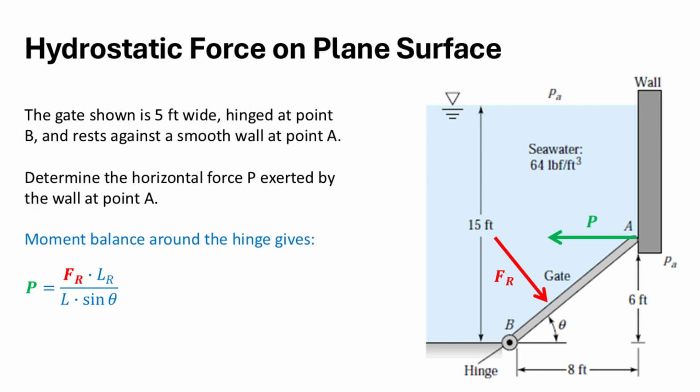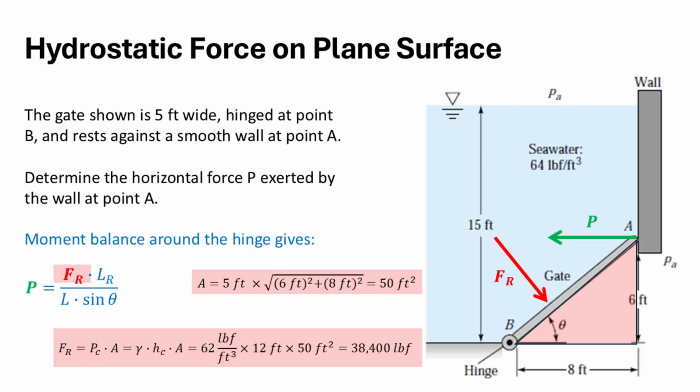To solve for P, we need three things: the hydrostatic force F sub r, its moment arm L sub r, and the moment arm for the support force. The arm length for P is calculated as L multiplied by sine theta. Looking at our geometry, that product is 6 feet.